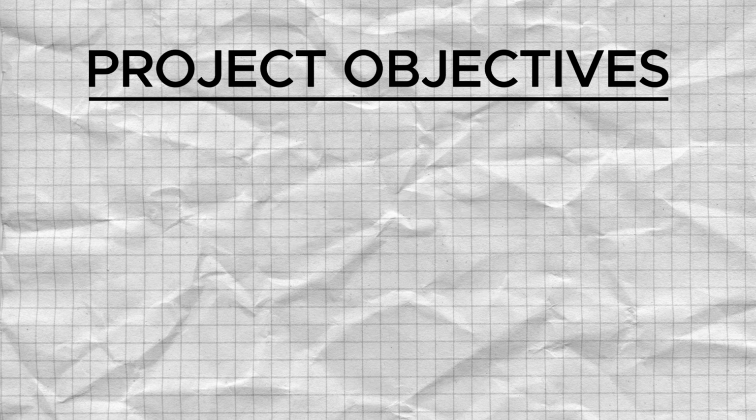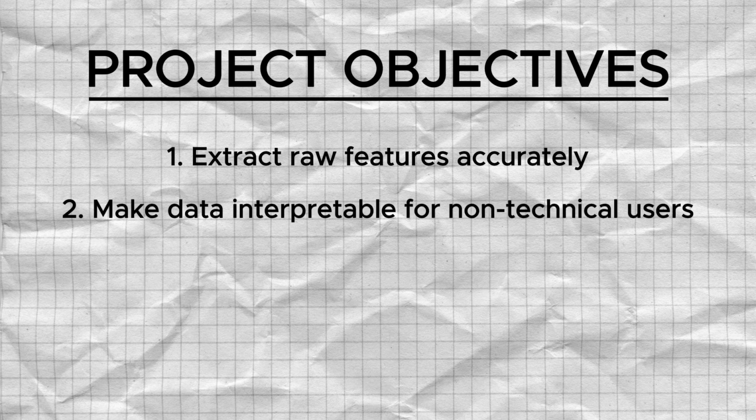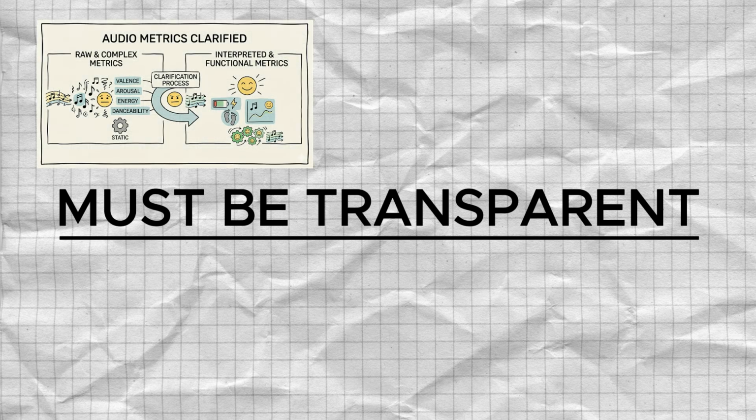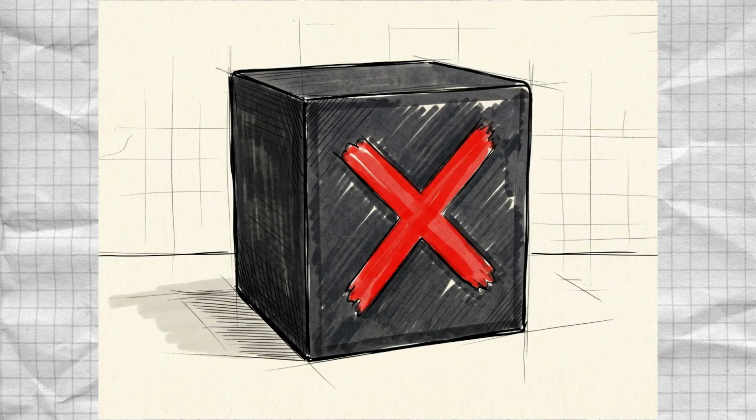That question led to three core objectives. First, build a system that accurately extracts acoustic features from raw audio. Second, make those features interpretable, not just numbers on a screen. And third, use them to enable music discovery and comparison in ways that go beyond what genre labels and listening history alone can offer. The underlying design principle throughout was transparency. Every metric is explained, every calculation is visible, and in short, no black boxes.